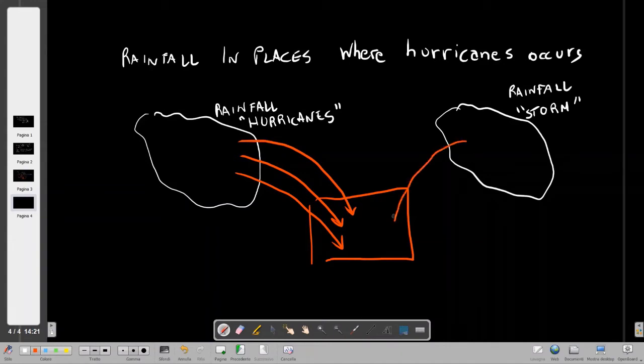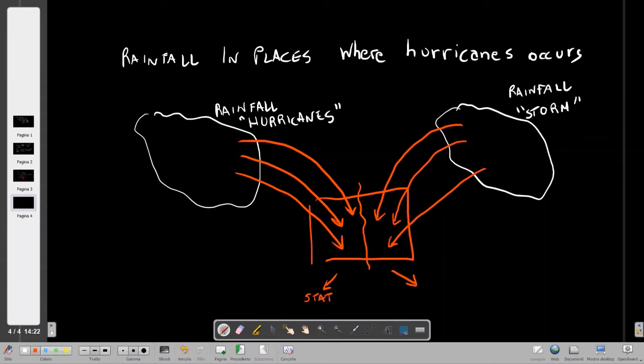Some others are extracted from the rainfall related to normal storms. So we need, first of all, to separate the sample and to perform two different statistical analyses. Statistical analysis 1 and statistical analysis 2.